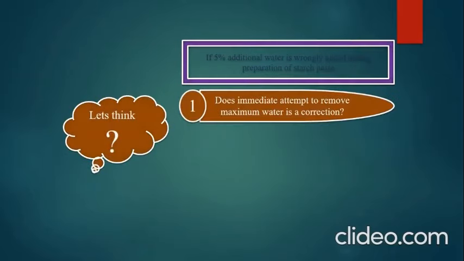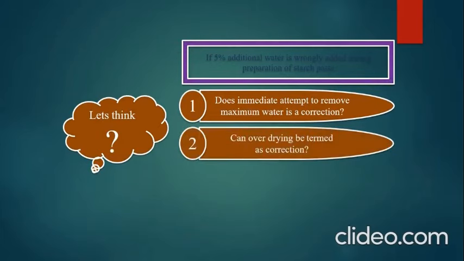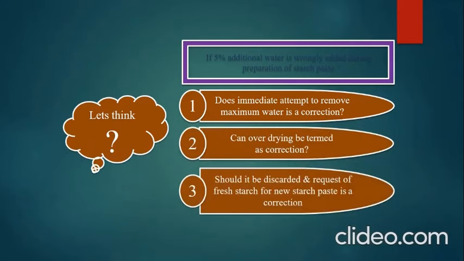Is an immediate attempt to remove the maximum water a correction? Can over drying be termed a correction? Should it be discarded and a request made for fresh starch or a new starch paste, is that a correction?